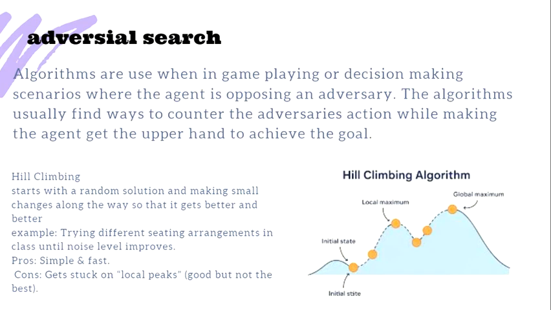The third example is hill climbing. It starts with a random solution and makes small changes along the way so that it gets better and better. For example, trying different seating arrangements in class until the noise level improves. Pros: it's simple and fast. Cons: it gets stuck on local peaks, which are good results but not the best.